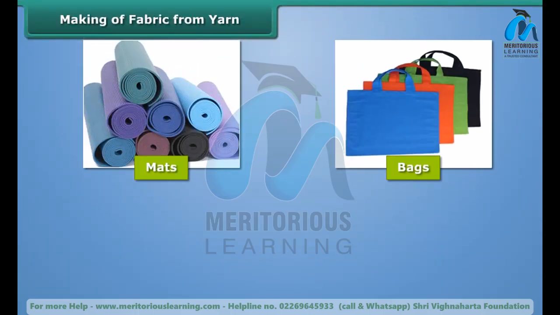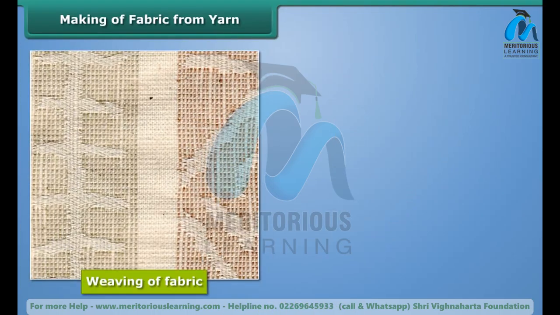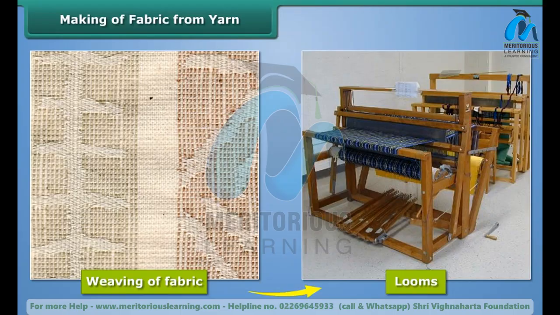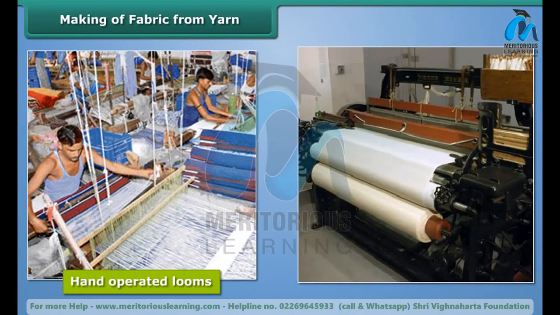Making of fabric from yarn. Children, now let us know how fabric is made from yarn. Fabric is made by weaving and knitting the yarns. Let us know how they are made. See these mats or these bags. These are made by weaving the yarns. Weaving of fabric is done on looms. Looms are of two types: hand-operated looms and power-operated looms.